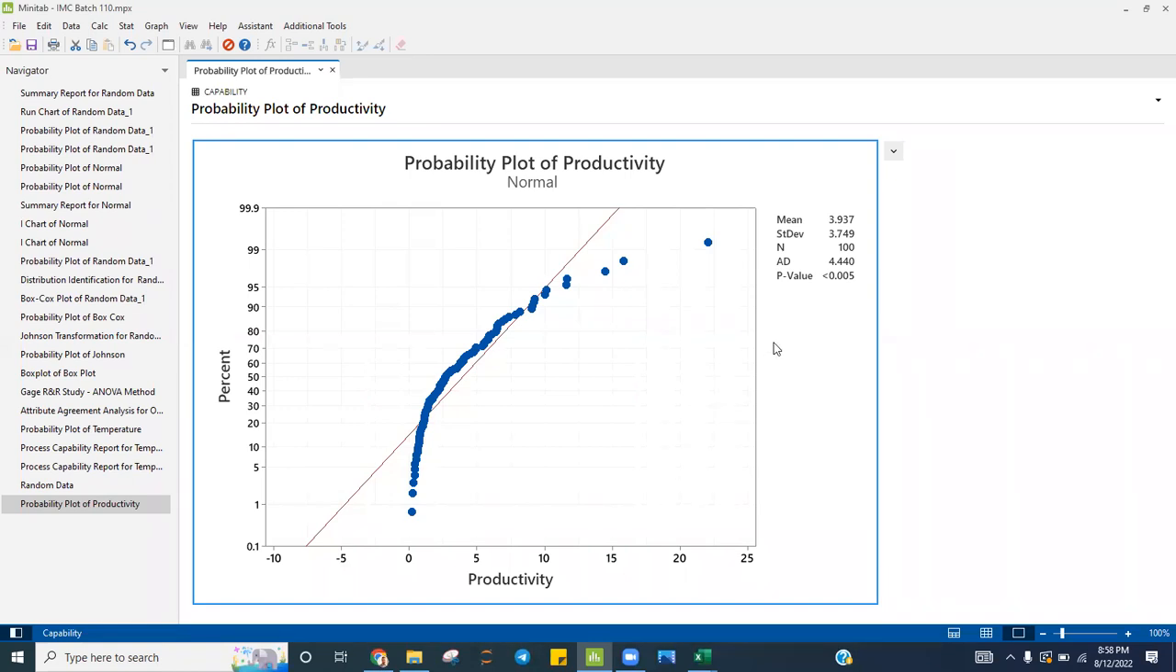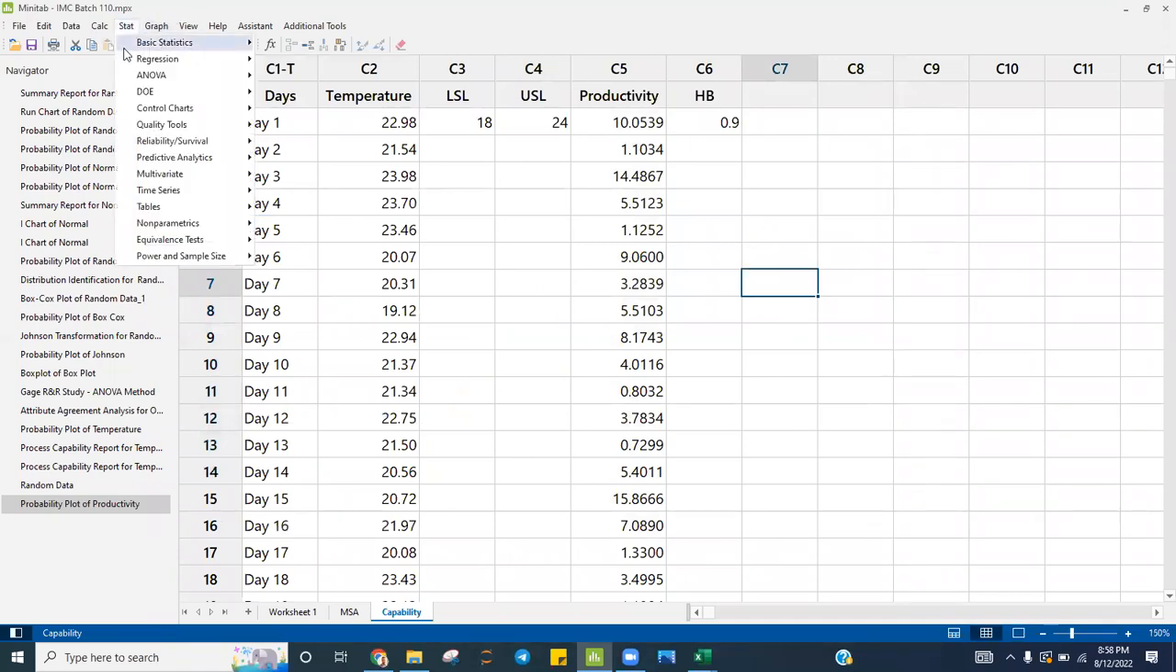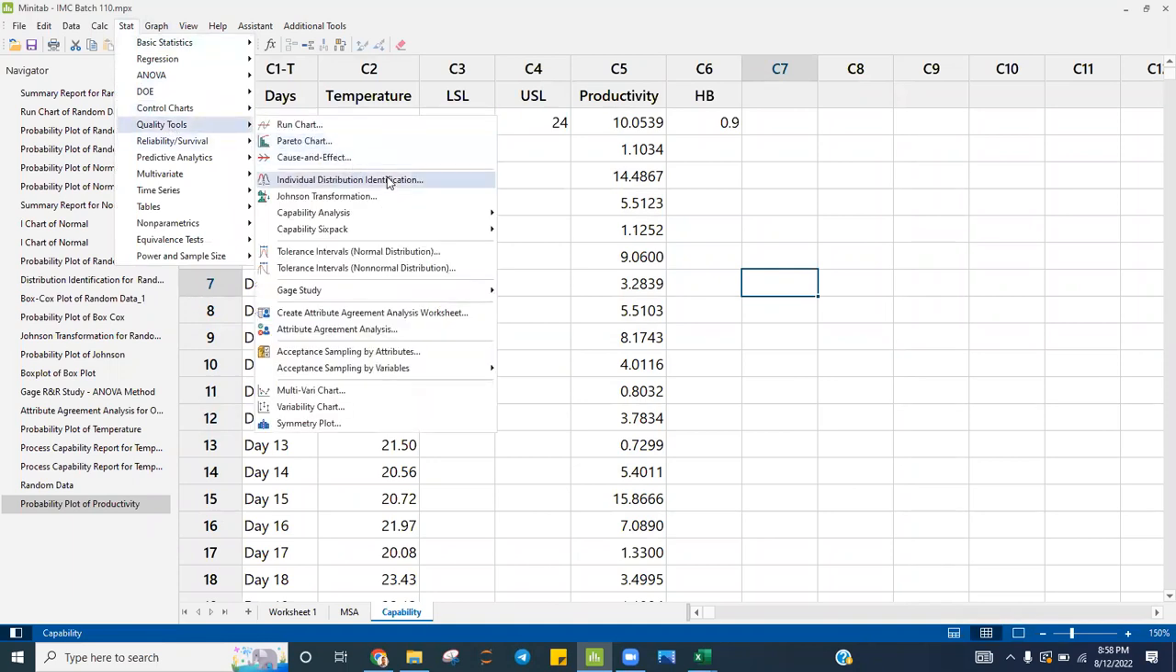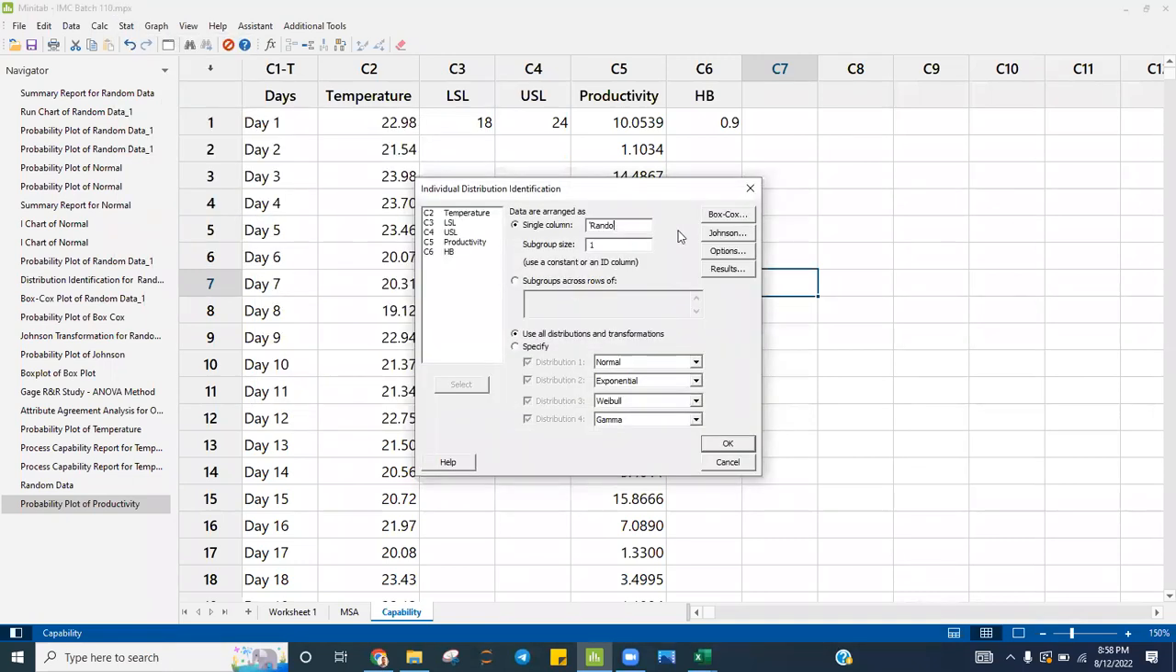First and foremost thing, if it is not normal, then which distribution it is following. So then we'll be doing the individual distribution identification of this data. How? We'll go to Stat, Quality Tools, Individual Distribution Identification. So if it is not normal, then which distribution it is following, it will tell you. You can select your data, which is your productivity, subgroup size 1, and do not specify anything, let it go. Use all transformation and distribution. So which are the values you should not be looking for?